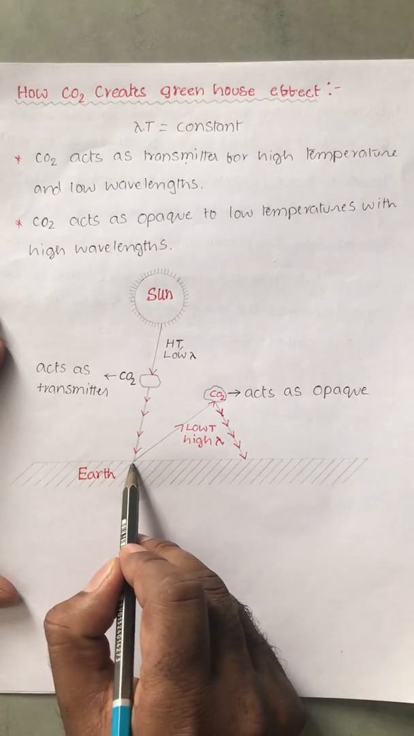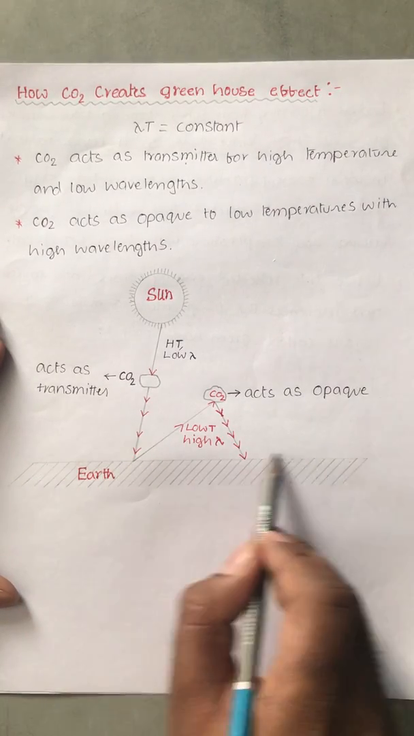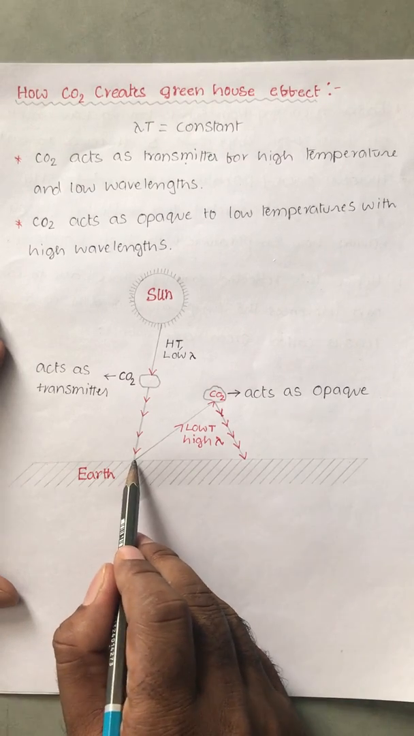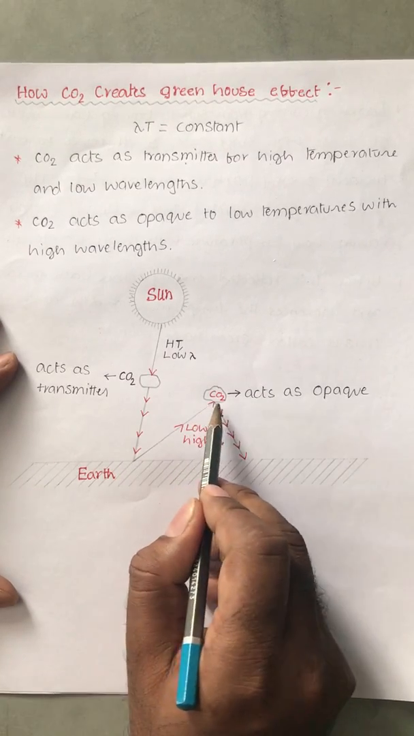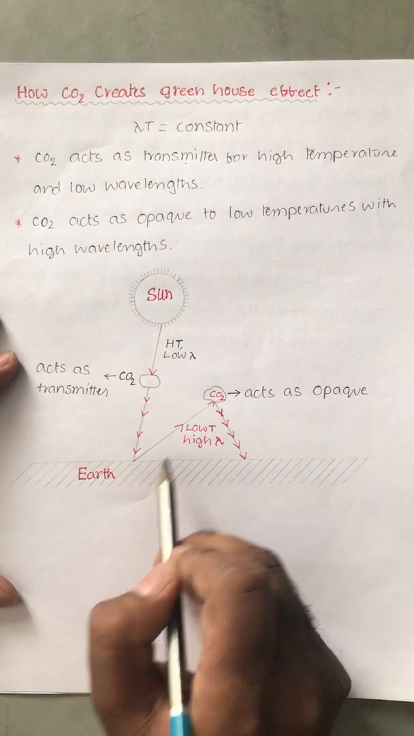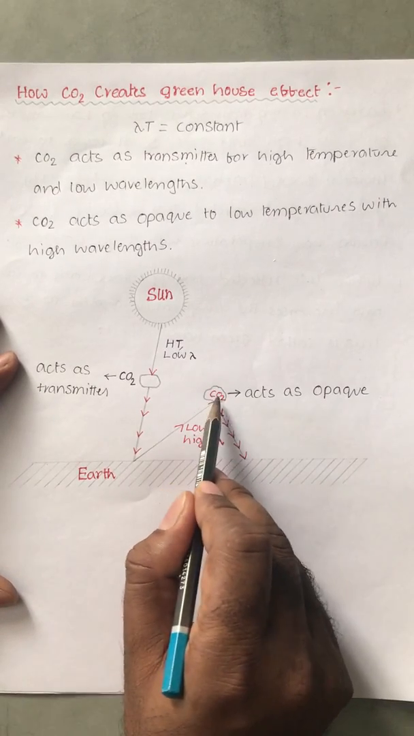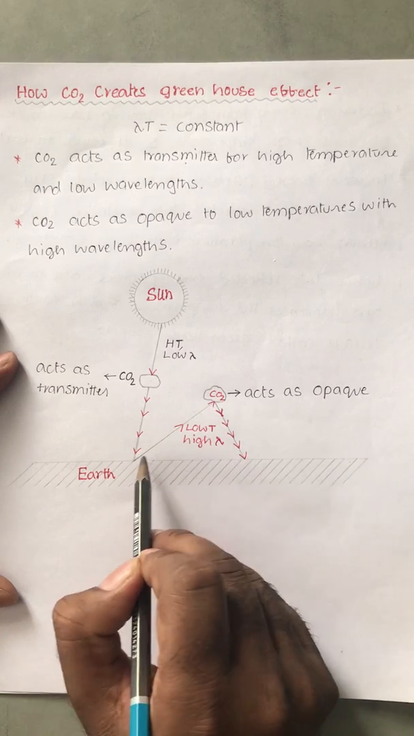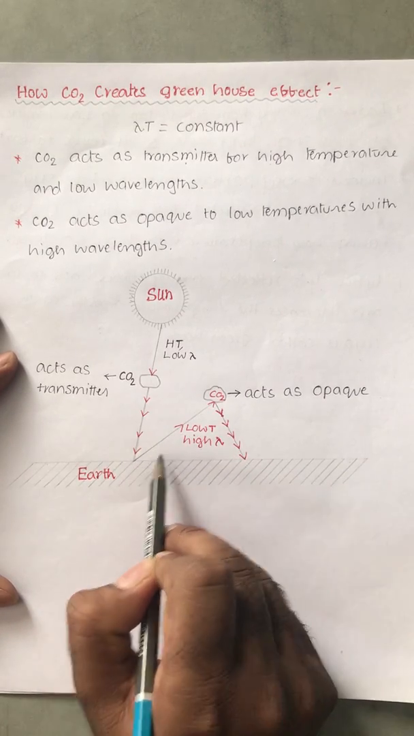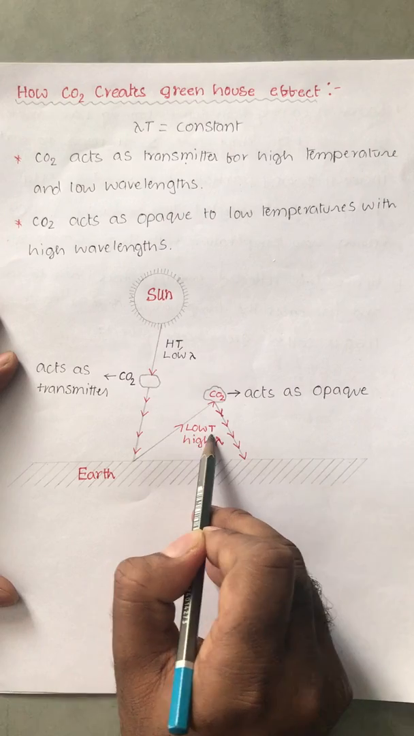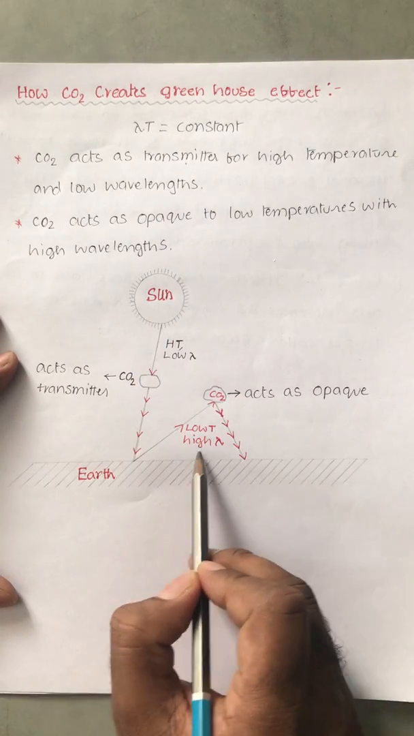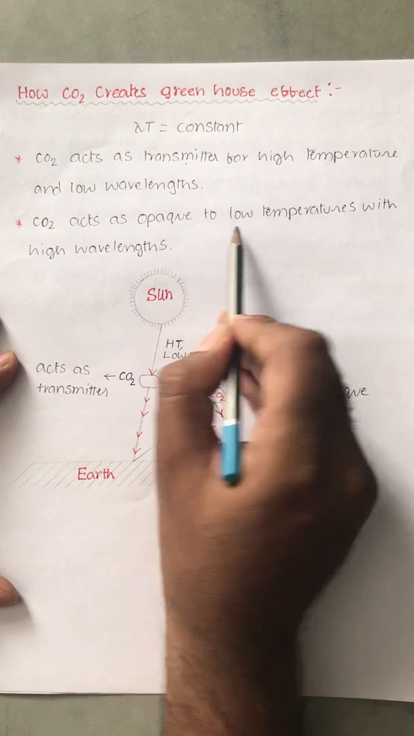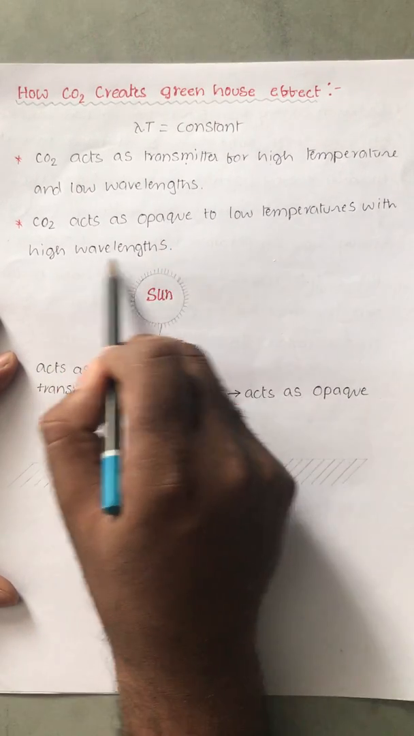Once it strikes the earth, some amount of heat is absorbed by the earth itself, and some amount of radiation is reflected back to the space, reflected back to the air. In the air, again CO2 is there. Once this radiation is reflected from the surface of the earth, it becomes low temperature with high wavelength. So CO2 acts as opaque. It is not allowing low temperatures and high wavelengths.